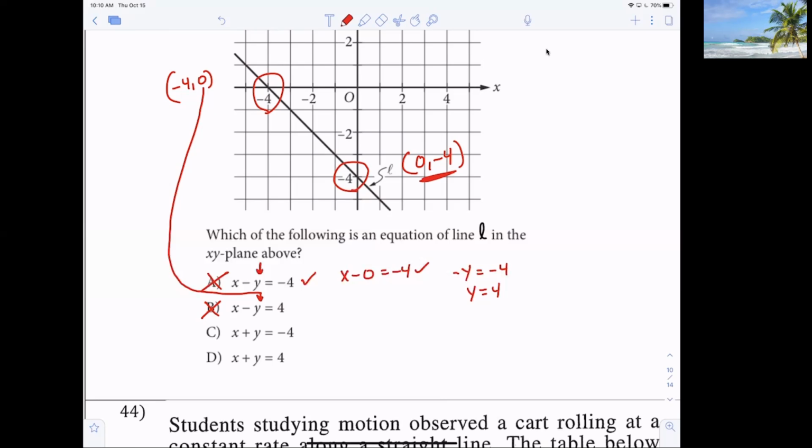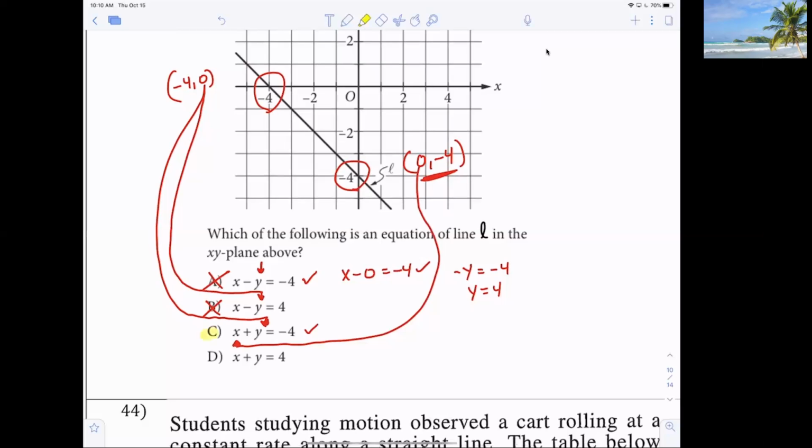But what I want to show you is, if I plug 0 in for y here, is x -4? Yes, so that's a possibility. Now I'm going to plug 0 in for x. If I plug 0 in for x, is that -4 also? Yes. That's why the correct answer here was C. Anybody have any issues with that?